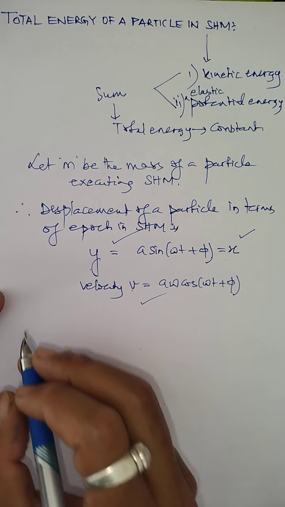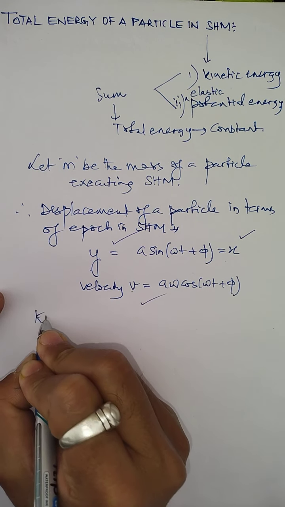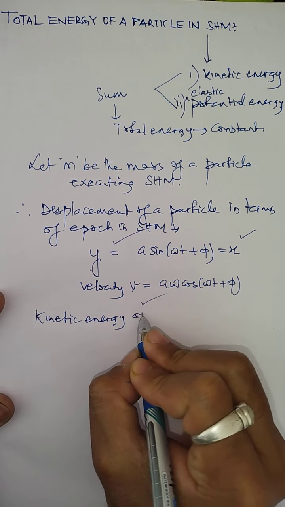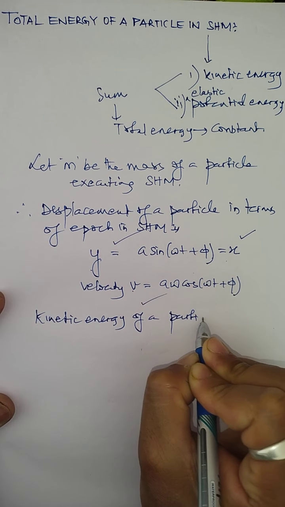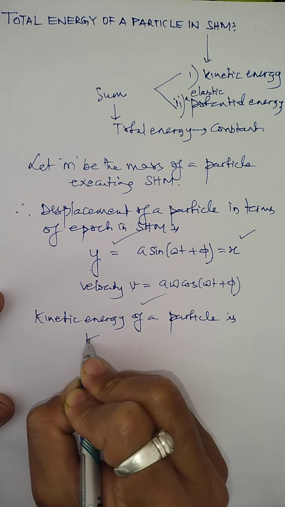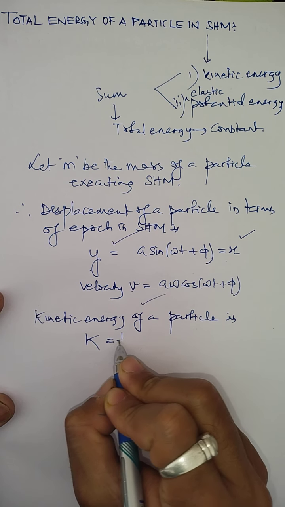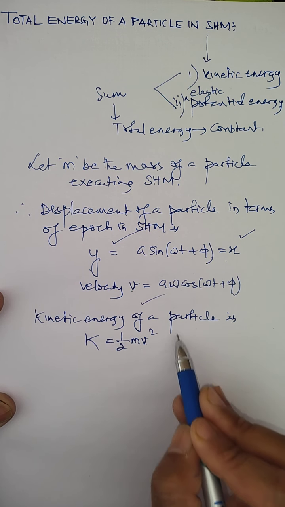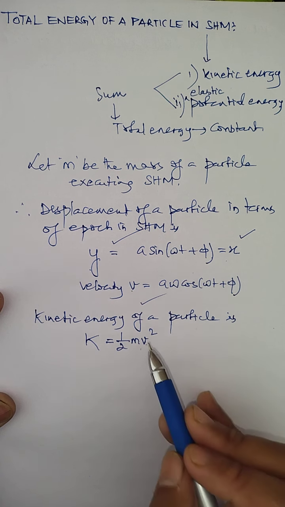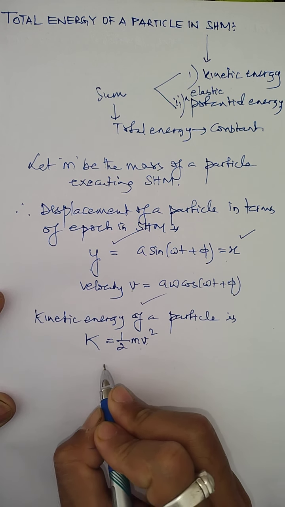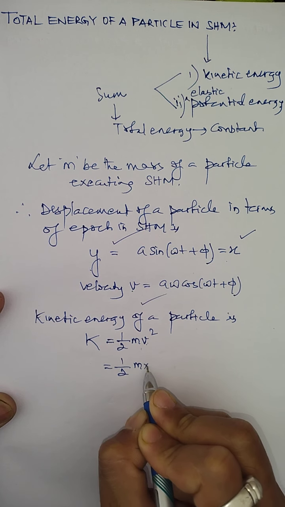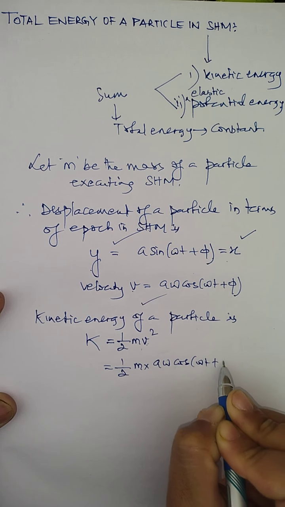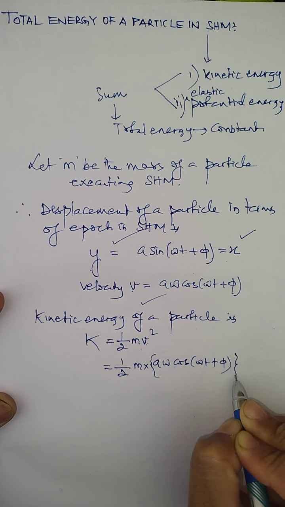With this displacement and velocity, we can measure the kinetic energy of the particle. Kinetic energy is given by K, and the expression, as you know, is 1/2 m v square. If a particle has mass m and is moving with velocity v, then kinetic energy is given by this formula. Now I replace v by this relation. It will be 1 by 2 m times (a omega cos(omega t plus phi)) whole square.